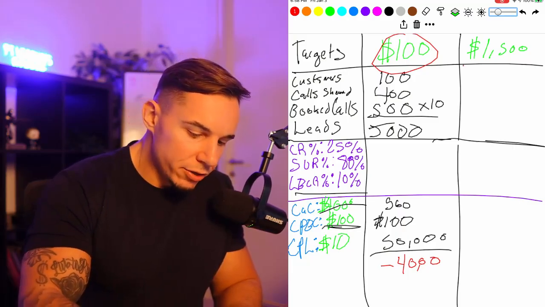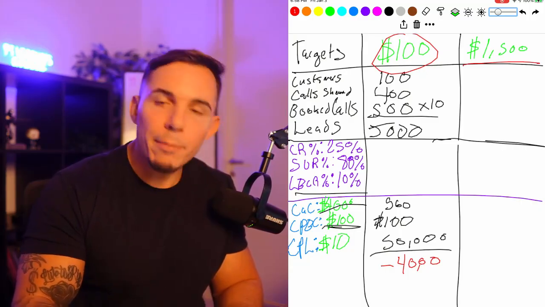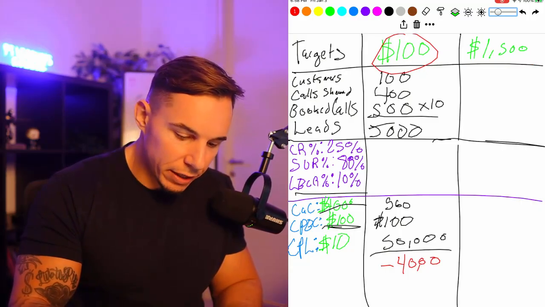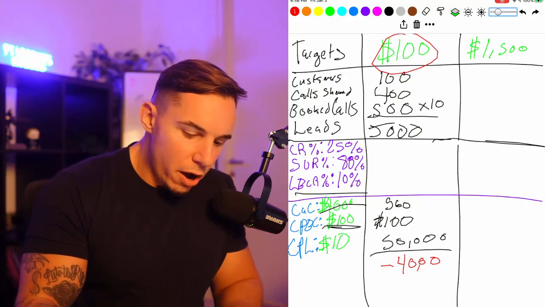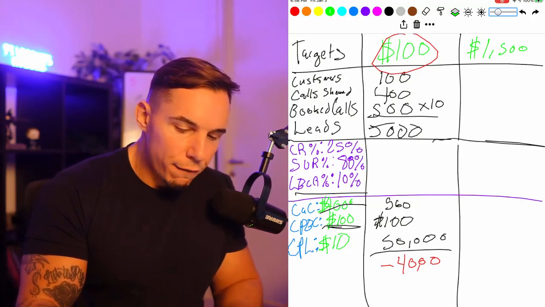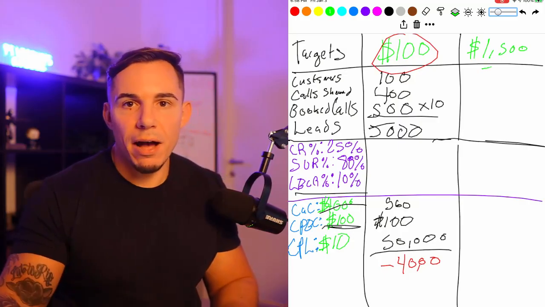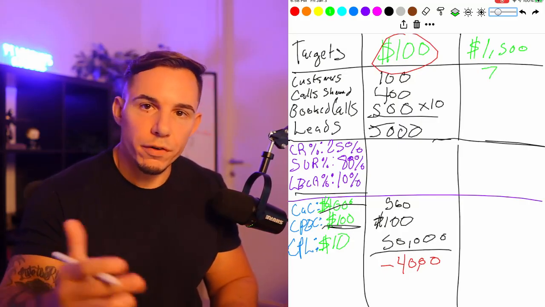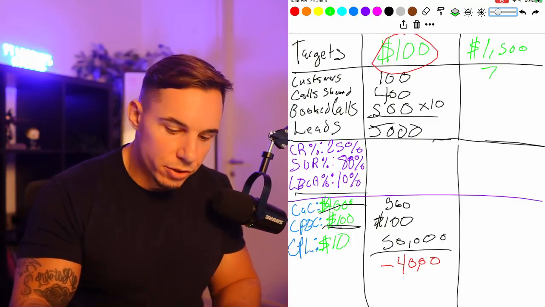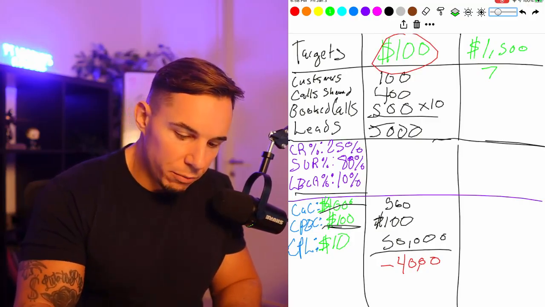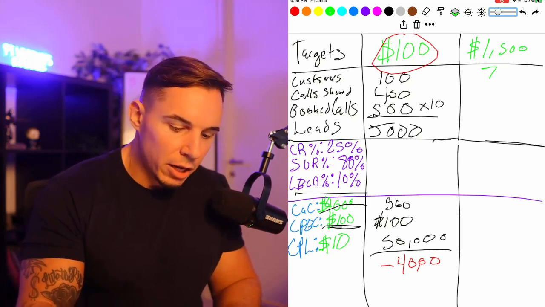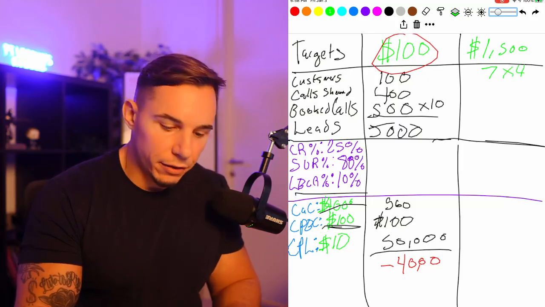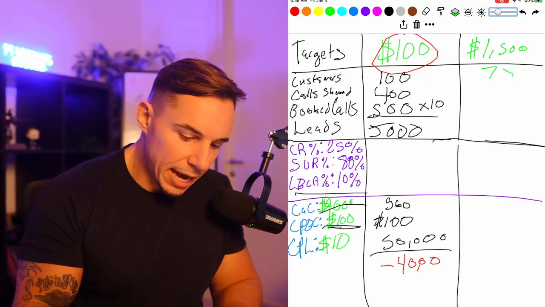With a $1,500 offer, how many customers would we need? We would need 7. Now, we know that we need 4 times that amount of calls to show up in order for us to get 7 customers. So we multiply this by 4, and what do we have? 7, 14, 21, 28. 28 calls need to show up on our calendar for us to get 7 customers.